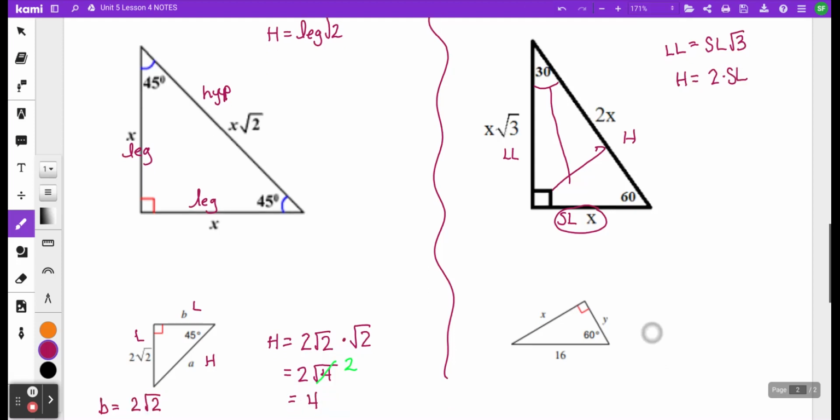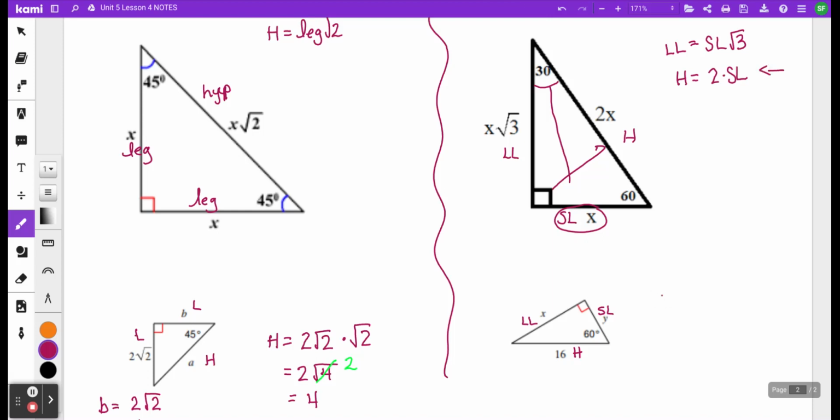Okay. So if we look at our first problem, first thing you're going to do is labels. So across from the 60 degrees is your long leg, short leg, or hypotenuse. If you'd rather work with the x's, 2x, x square root of 3, whatever works for you. I just like having visual representation for me. Okay, so we're given the hypotenuse. So that's the formula I have to start with.